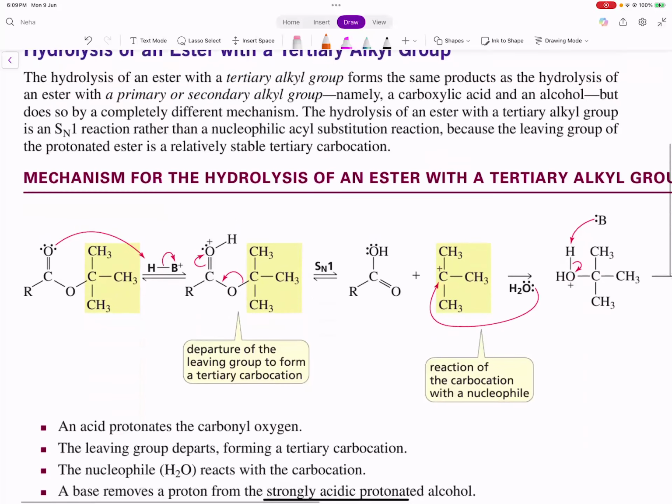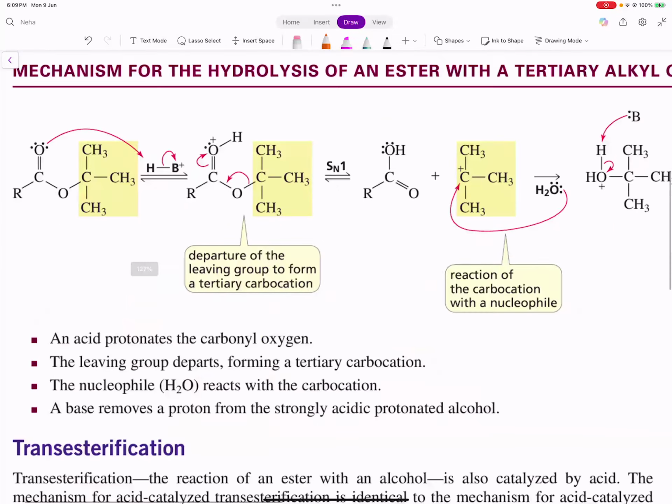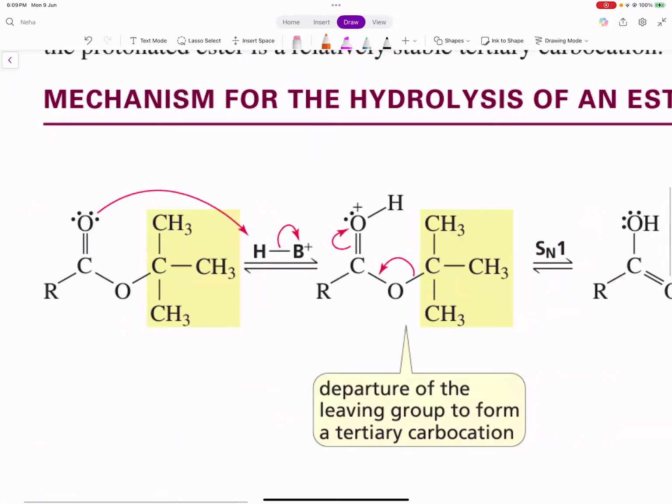Now we are going to deal with hydrolysis of an ester with a tertiary alkyl group. Now what is happening here? From the first step till here it is okay. The protonation has occurred in the first step.